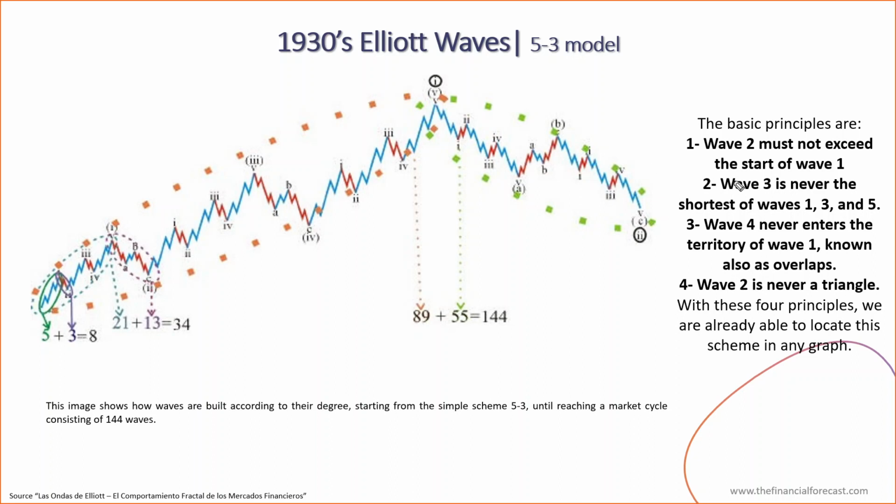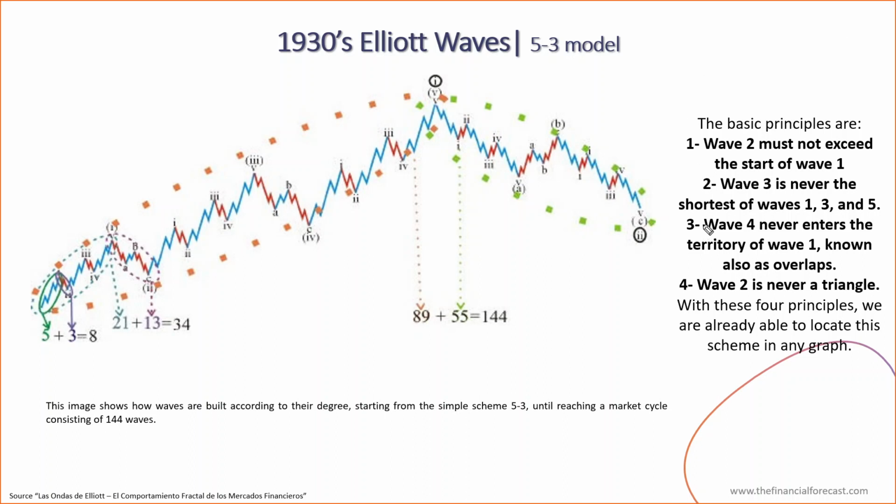The second rule: wave 3 is never the shortest of waves 1, 3, and 5. This is if we are working with a 5-wave pattern. Wave 3 is never the shortest one. So we can never have this and say that this is a 5-wave pattern, where we say 1, 3, and 5. In this case, this is not true, because wave 3 is shorter than wave 1 and shorter than wave 5. So this can never happen in these 5-wave patterns.